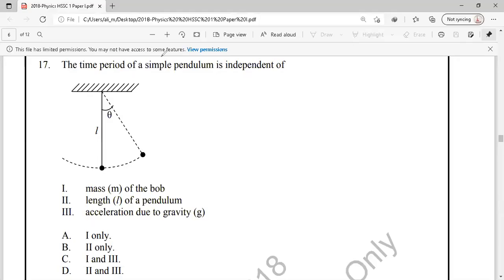Then we have question number 17. The time period of the pendulum is independent of which quantity? So time period is represented by the formula 2 pi square root L over G. As we can see, time period is directly proportional to square root of L, while it is inversely proportional to square root of gravitational acceleration. So it is independent of the mass of the pendulum.